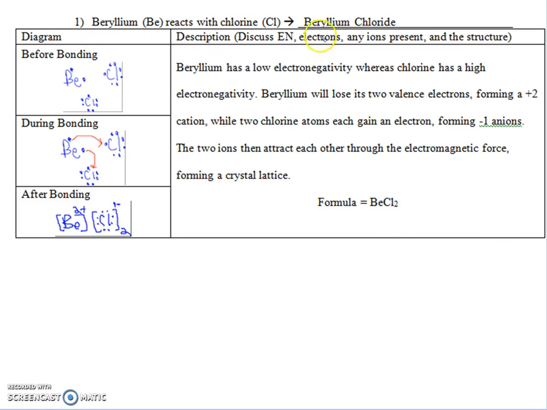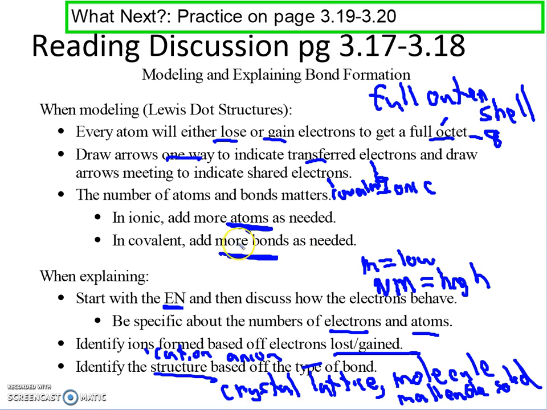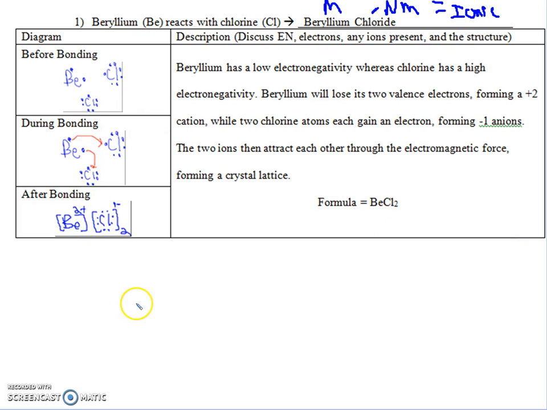Okay, so let's look at this first one. So right away I see this is beryllium, that's a metal, and chlorine, that's a nonmetal. So this is going to be an ionic bond. So before bonding, I see they have Be with 2 valence electrons, chlorine with 7. They draw beryllium losing an electron to chlorine because it needs one more, which is why they must have had 2 chlorines, because if beryllium just loses 1, it doesn't get its octet. It has to lose both. So that's why you need 2 chlorines, which goes back to this idea here that in ionic you add more atoms as needed, so they added another chlorine because they needed it.